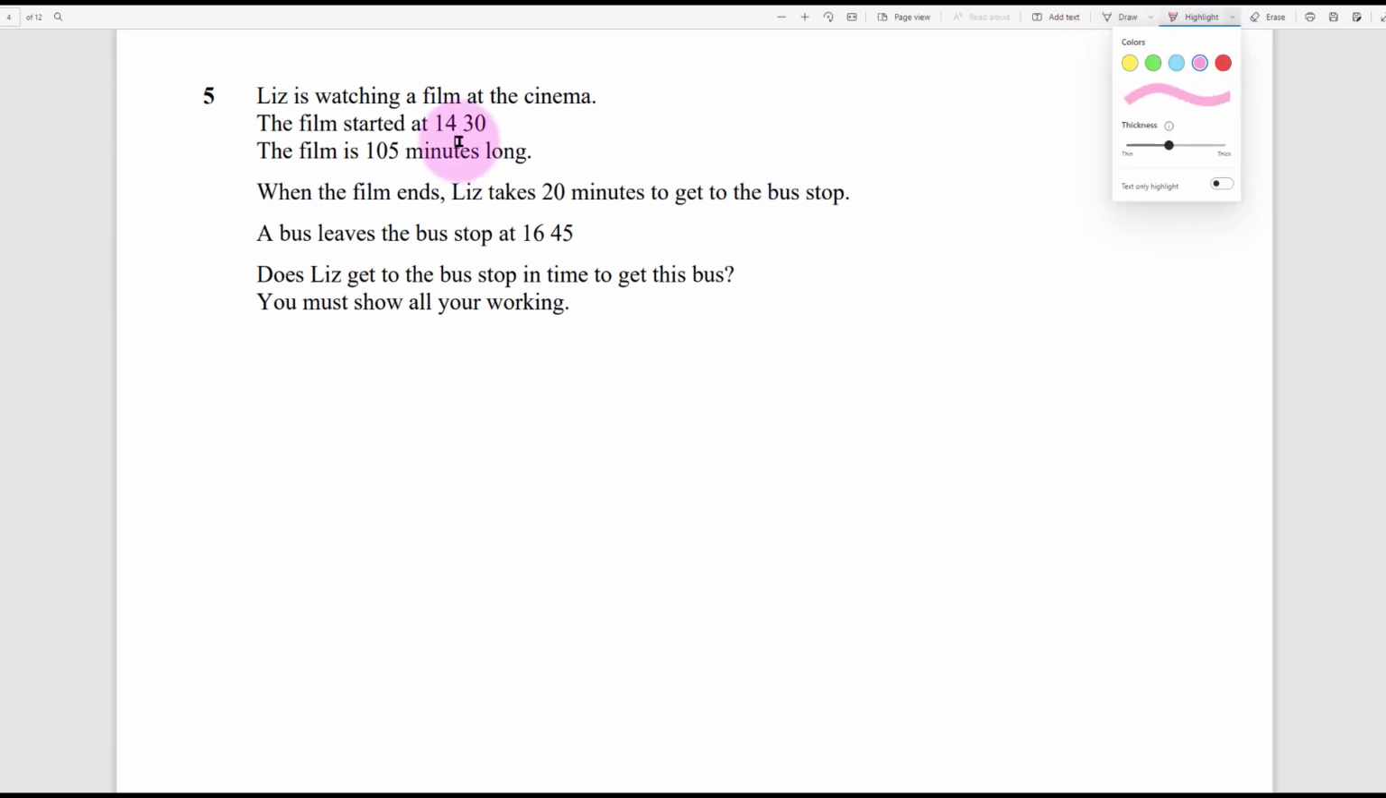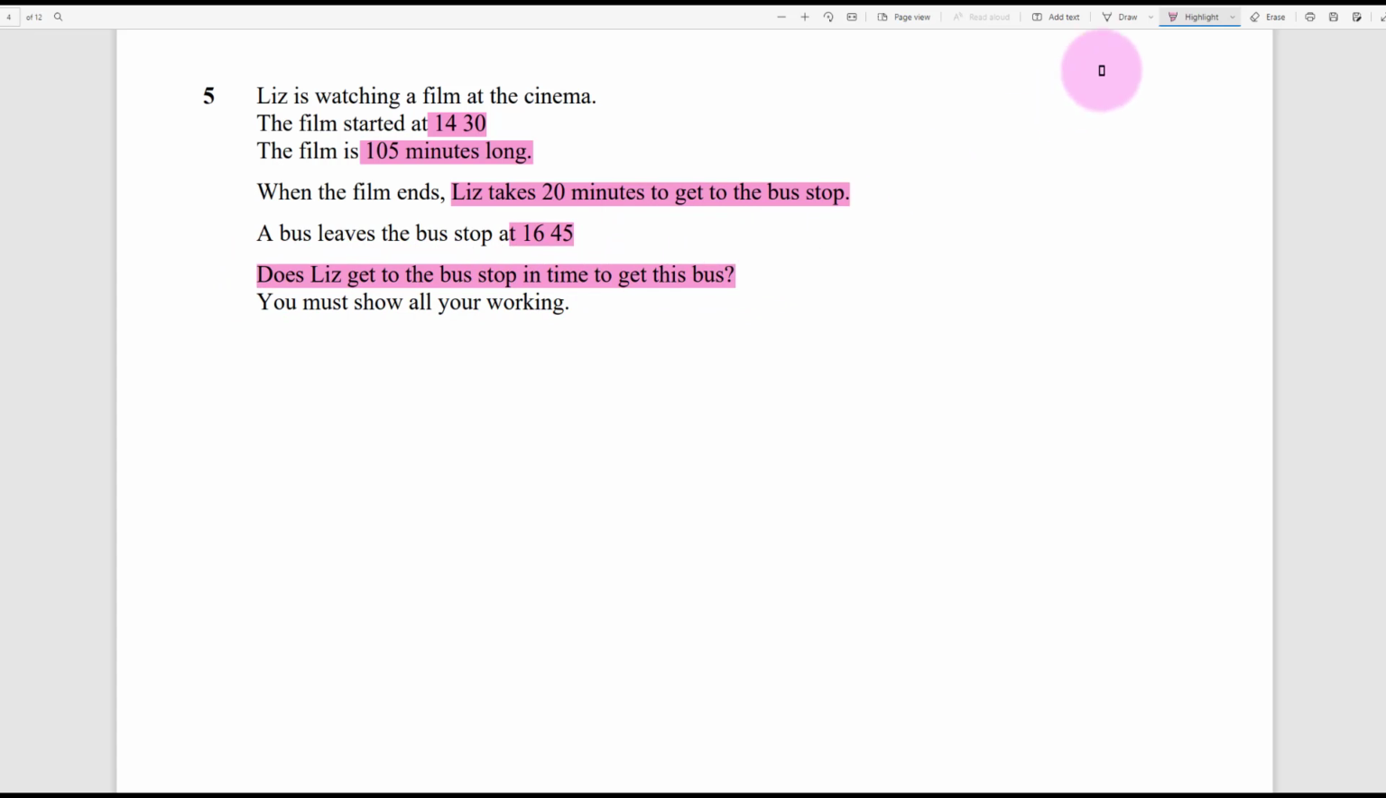Let's use the pink. Someone's watching a film. It starts at 14:30. That's 2:30. It's 105 minutes long. When the film ends, Liz takes 20 minutes to get to the bus stop. A bus leaves the bus stop at 6:45. Does Liz get to the bus stop in time to get this bus? So let's break this question down. It's 14:30.